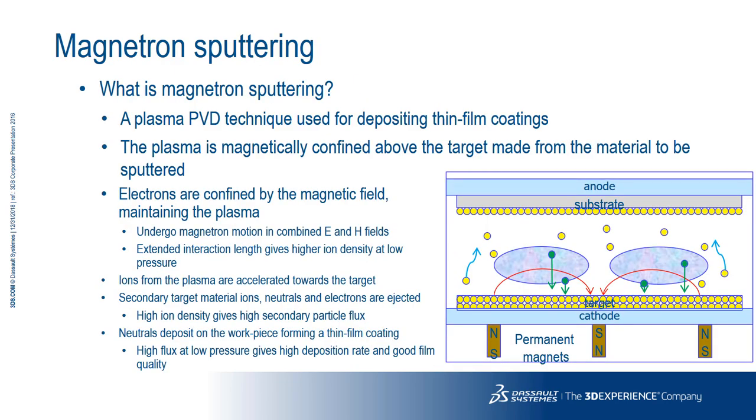To try to outline magnetron sputtering in one slide, it's a physical vapor deposition technique in which a plasma in a chamber is used to generate ions that are accelerated towards a negative target, ejecting material, which is then allowed to deposit on a workpiece, or substrate as it's usually known. Low pressure is important in providing a good quality coating, but in the standard system results in low deposition rates and high production costs, hence the need for simulation.